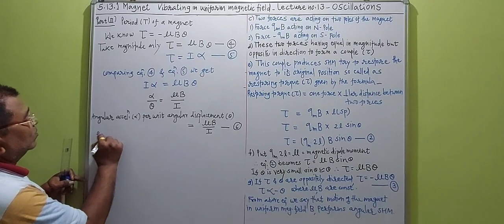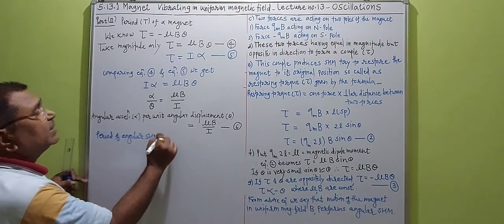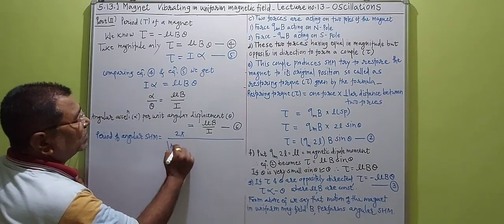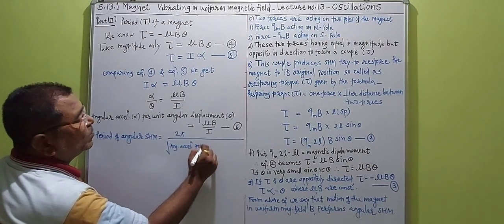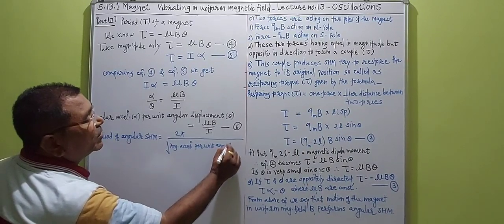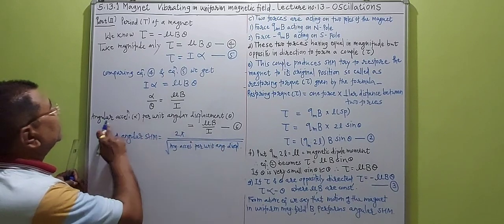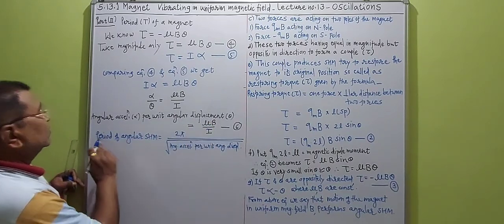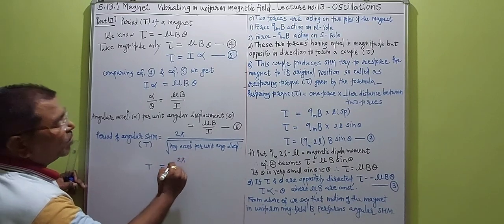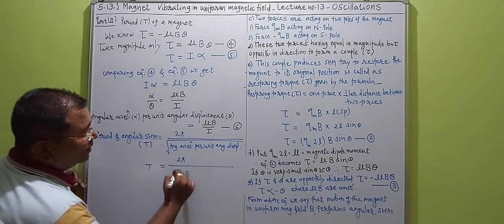Period of angular SHM is equal to 2 pi upon square root of angular acceleration per unit angular displacement, that we know, which is equal to mu B upon I. So the period of angular SHM is denoted by capital T. So capital T is equal to 2 pi upon square root of mu B upon I, like this.